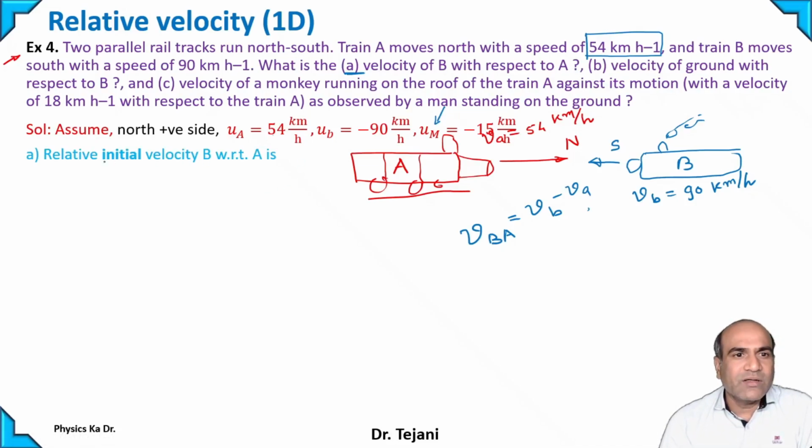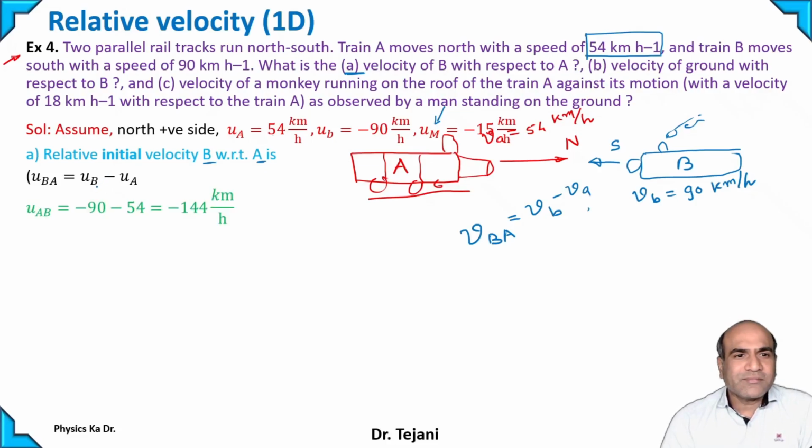So here what happened, we need a relative initial velocity of B. So first letter is B with respect to A, UBA is equal to UB minus UA. So B, the first letter, should come first and A should come next. Remember this, you have to remember.